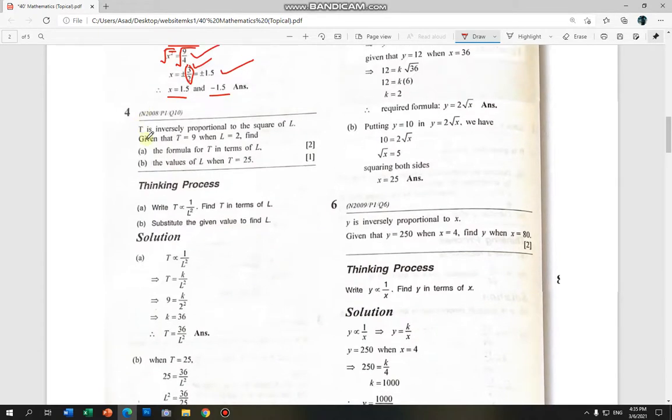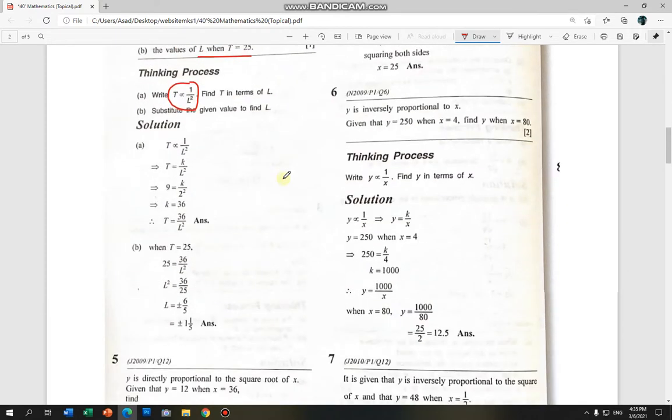Now question number 4. T is inversely proportional to the square of L, that is, L square. Given that T is equal to 9 and L is equal to 2, find the formula for T in terms of L and the values of L when T is equal to 25.